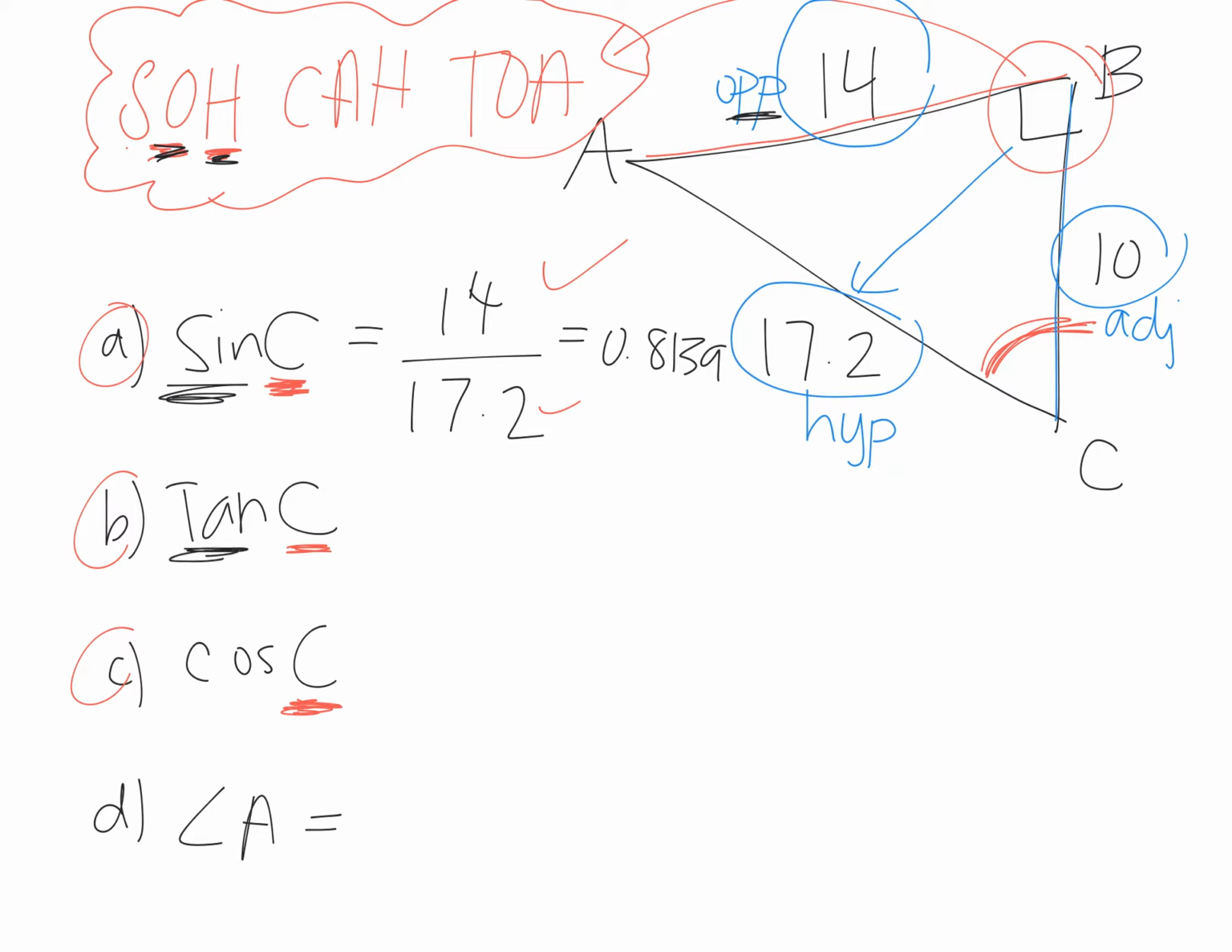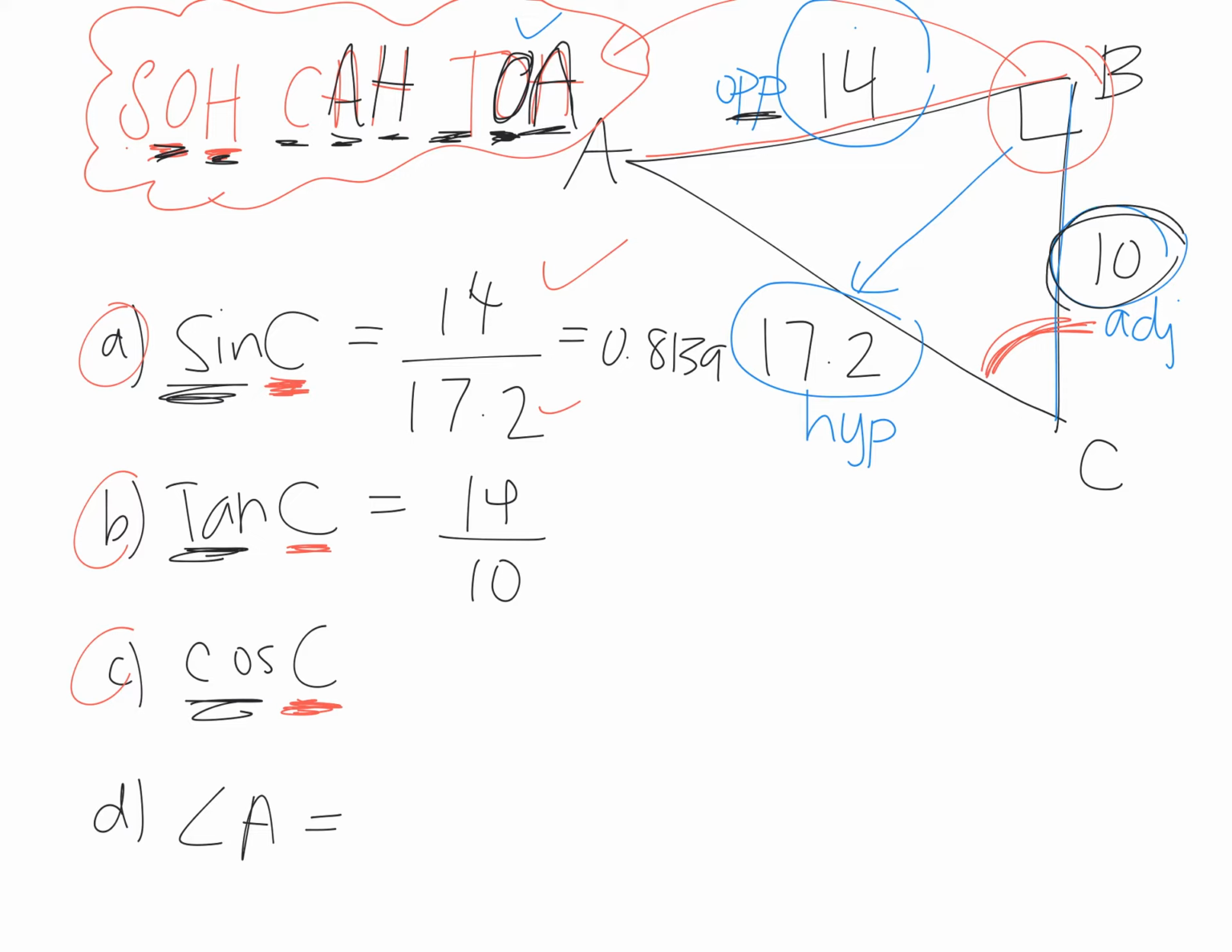What is the tan ratio? Let's look at SOHCAHTOA. Tan ratio is equal to opposite over adjacent. So which side is opposite? 14 over, and which side is adjacent? That's all I'm looking for: 14 over 10 is the ratio. And the last one, the cosine ratio is equal to adjacent over hypotenuse. Adjacent is 10, hypotenuse is 17.2.